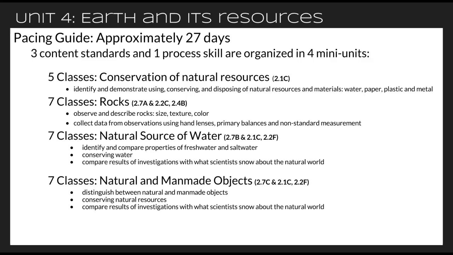The process skill that I have listed underneath rocks right here is to collect data from observations, and we're going to be using hand lenses, primary balances, and then non-standard measurement, and that's a process skill that's listed for 2nd grade. Then we move into another mini unit, which is 7 classes of natural sources of water. And our standard talks about identifying, comparing properties of fresh water and salt water.